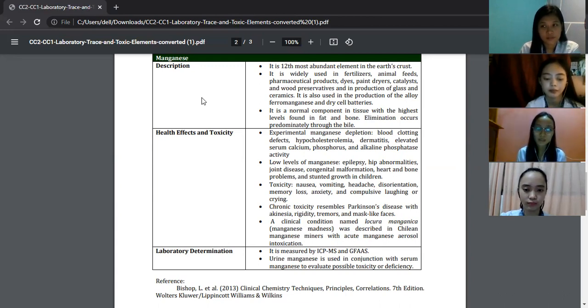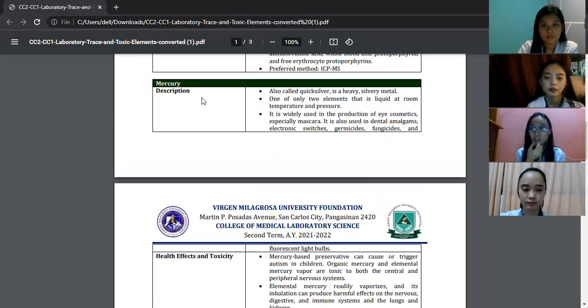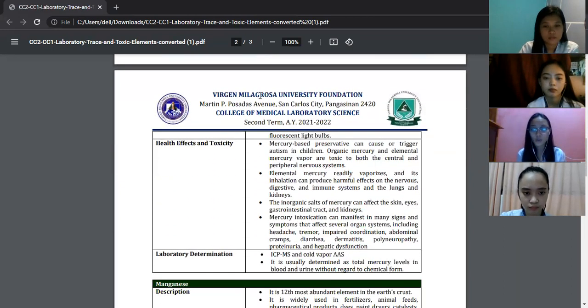The next one is the mercury, which is liquid at room temperature, and it is used in some dental amalgams, in cosmetics, probably the eye cosmetics, especially the mascara, and it is also used in tattoo pigments. And the kidney is the major storage organ after the inorganic exposure, and they have the highest level in the kidney, liver, spleen, and brain. That's why I expect the symptoms or conditions to be related to these organs.